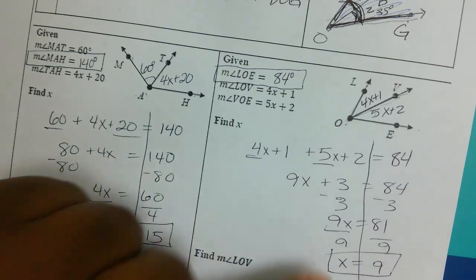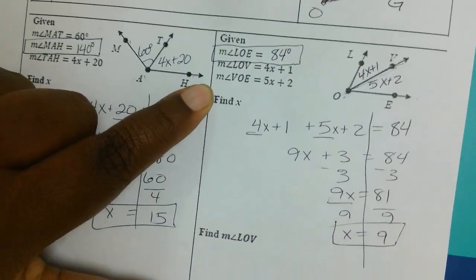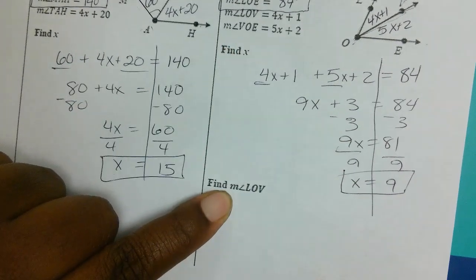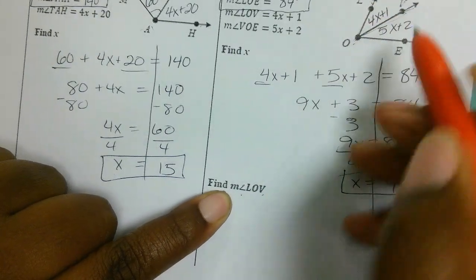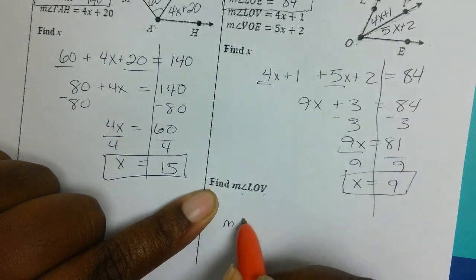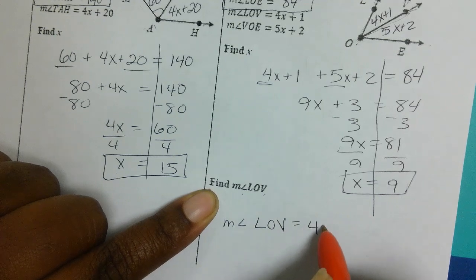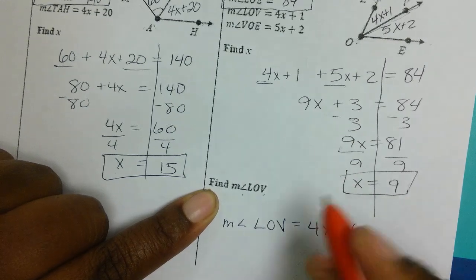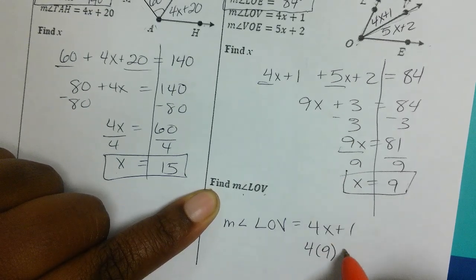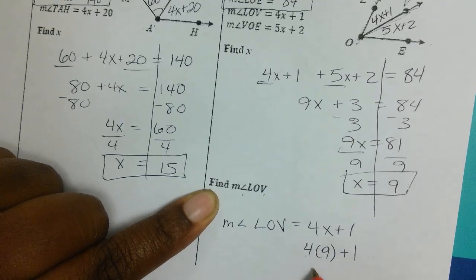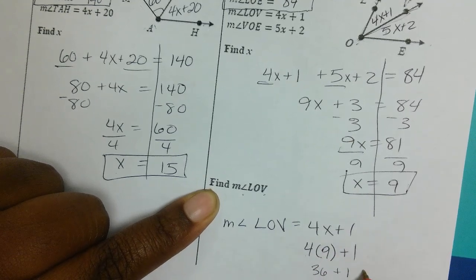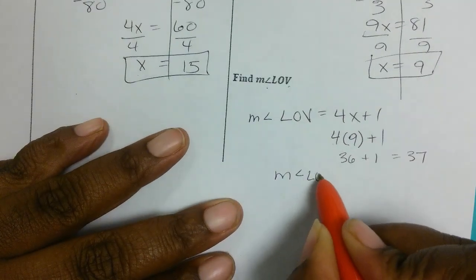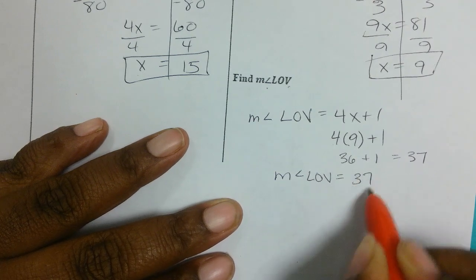They asked me to find x. I finished that. But now when I go here, not only did they ask me to find x, they want to know what the measure of angle LOV is. So if they told me that the measure of angle LOV is equal to 4x plus 1, now that I know x is equal to 9, I need to substitute that into the expression. 4 times 9 plus 1. 4 times 9, 36, plus 1, 37. So the measure of angle LOV is equal to 37 degrees.